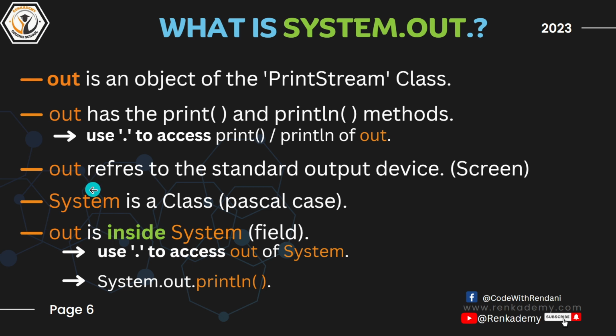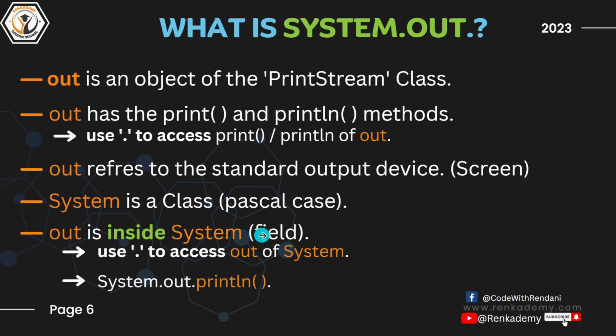Now let's talk about this System class. First of all, note that it is named according to the Pascal case convention. So we can conclude that it is a class. This S over here is a capital S. And look at this out over here. It is named according to the camel case convention. The first letter is a small letter. And this is basically a variable or a field. Alright? We will talk about this later on. So now what I want you to know, out is inside the System class. It is a field of the System class.